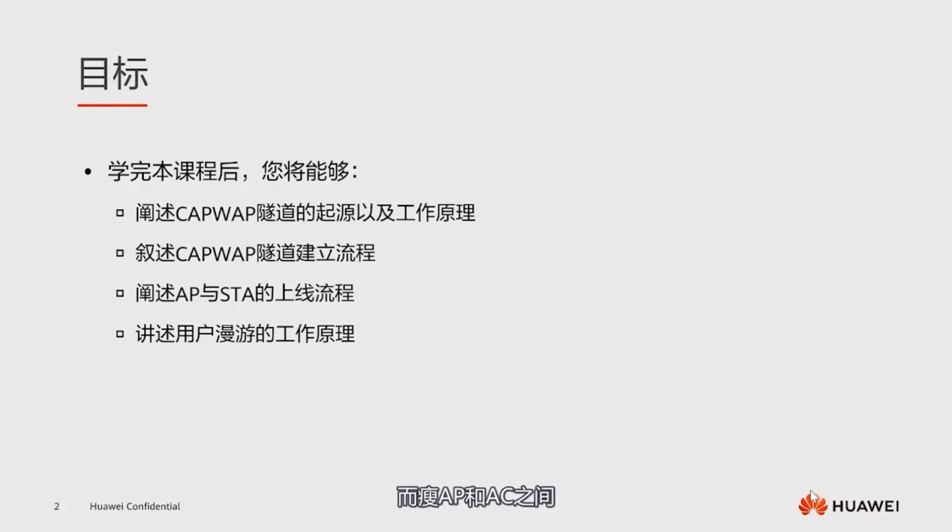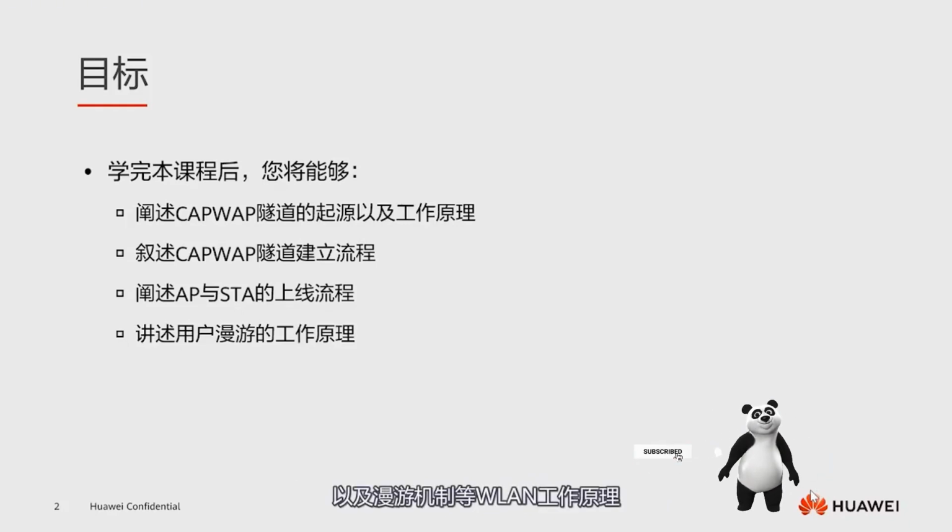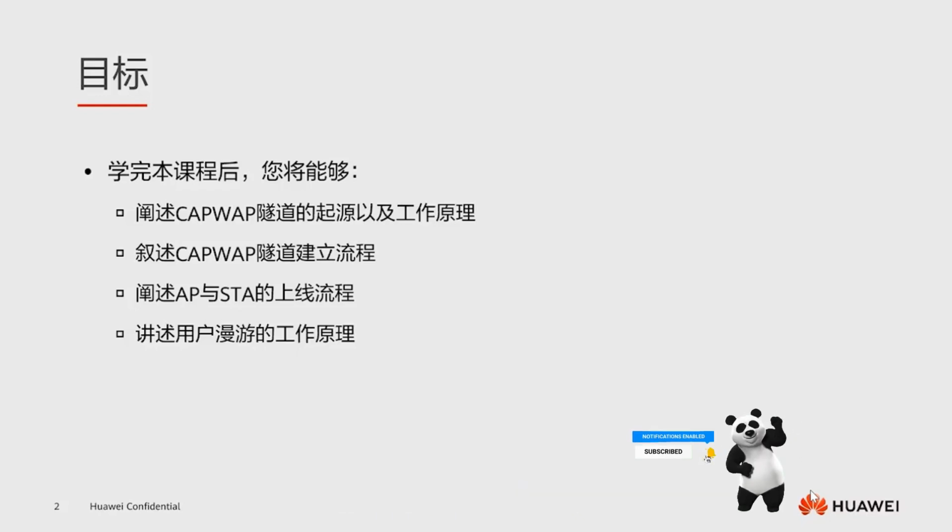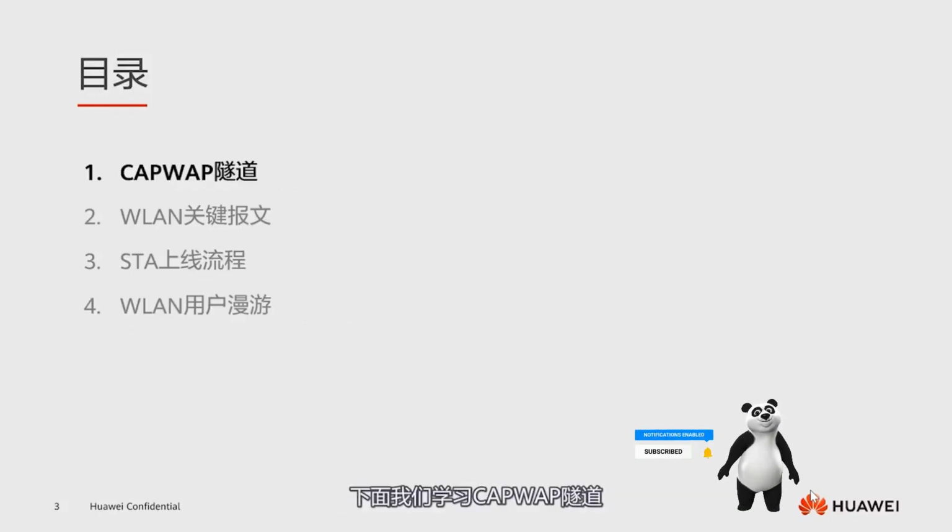Between thin AP and AC, STA and thin AP, and the working mechanism of STA moving between different thin APs, there are significant differences compared to FAT-AP. This part mainly introduces the technical background and working mechanism of CAPWAP tunnels, key messages of the WLAN network, and the roaming mechanisms and other working principles of WLAN. Next, we will learn about CAPWAP tunnels.